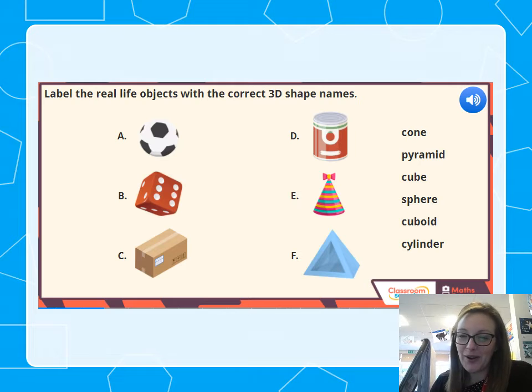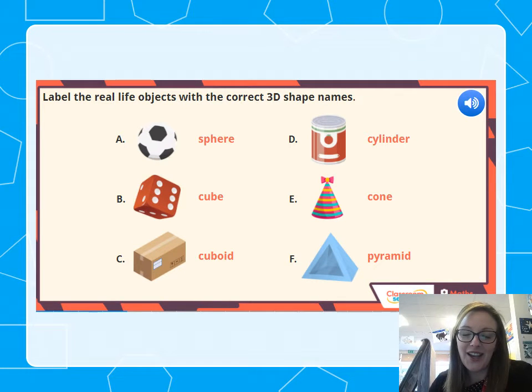Okay, let's see how we got on then. So we have the football, which is a sphere. We have the dice, that's a cube. A box, that's a cuboid. The tin, which is a cylinder. The party hat, that's the shape of a cone, and the tent, that is a pyramid. So well done if you got all of those correct.